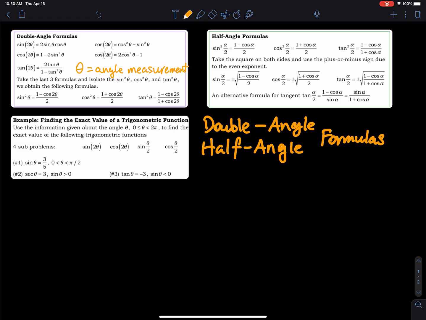I typed it up for you, so we don't need to write it out in email. We don't need to write it out in this video. So we have sine, cosine, tangent.